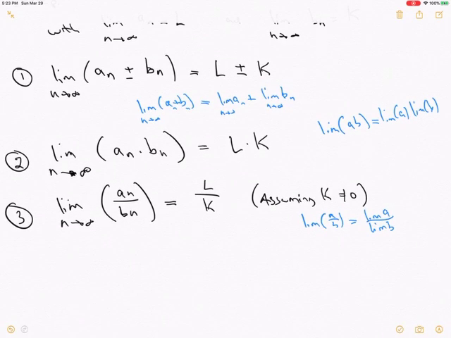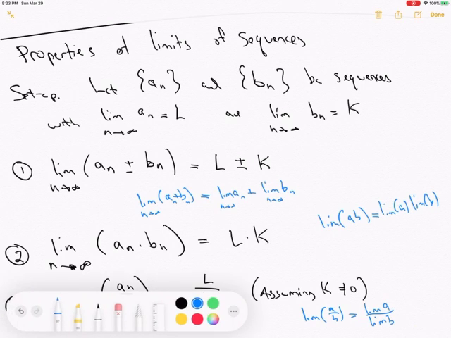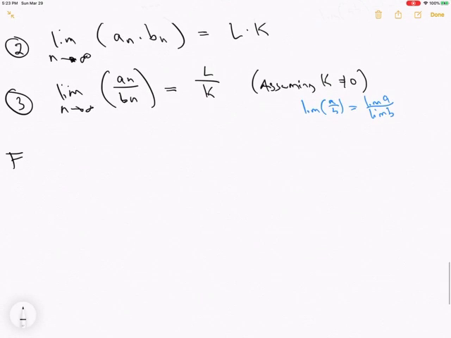So these are three essential properties of limits. So limits behave very, very well with respect to the arithmetic operations of addition, subtraction, multiplication, and division. So we can use these to calculate limits. So these are tools to calculate limits.